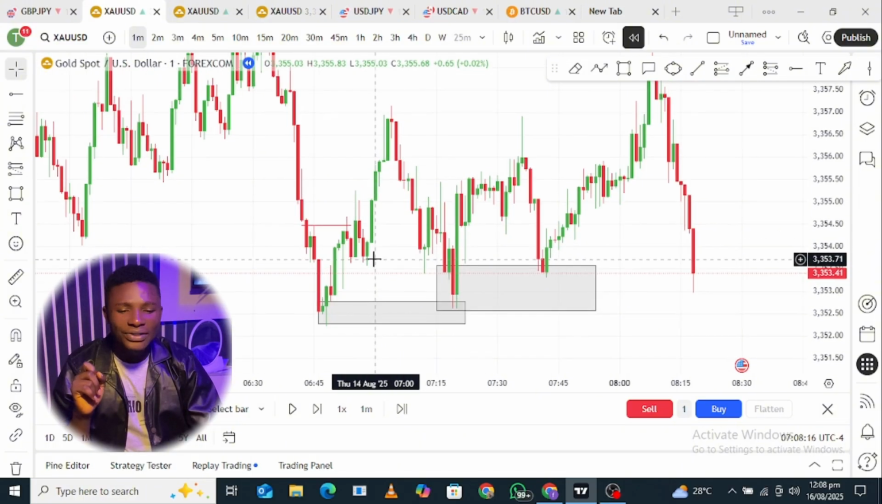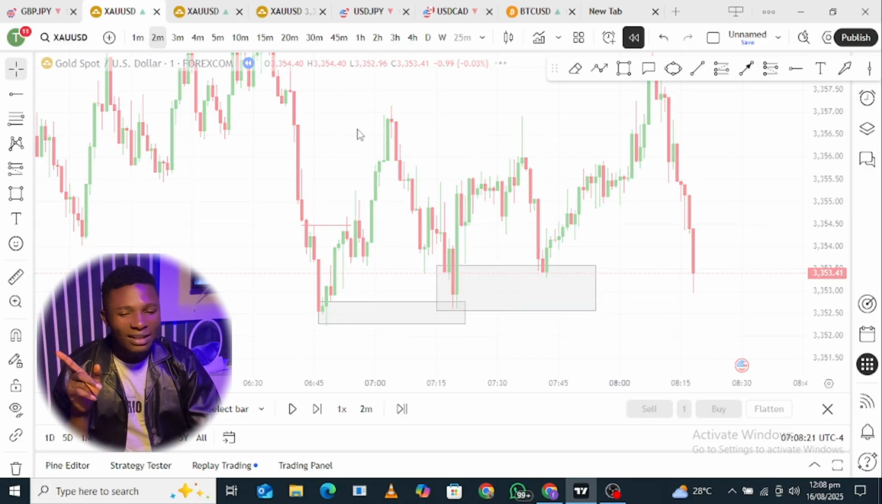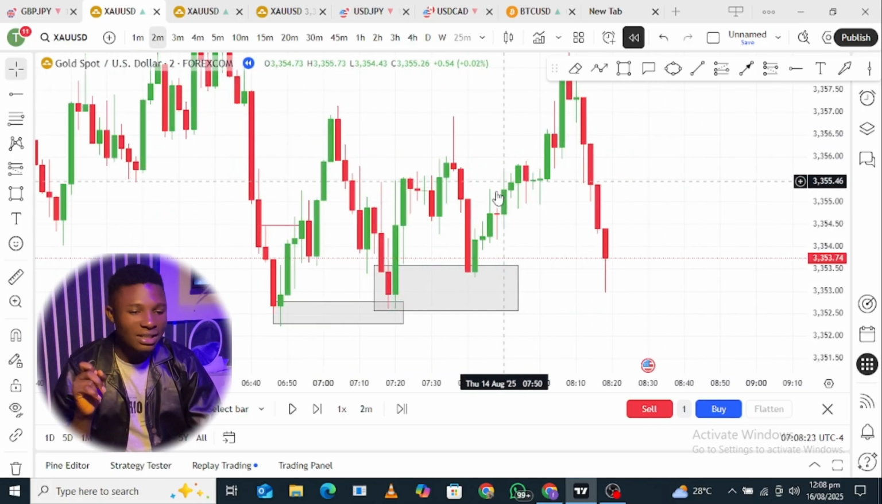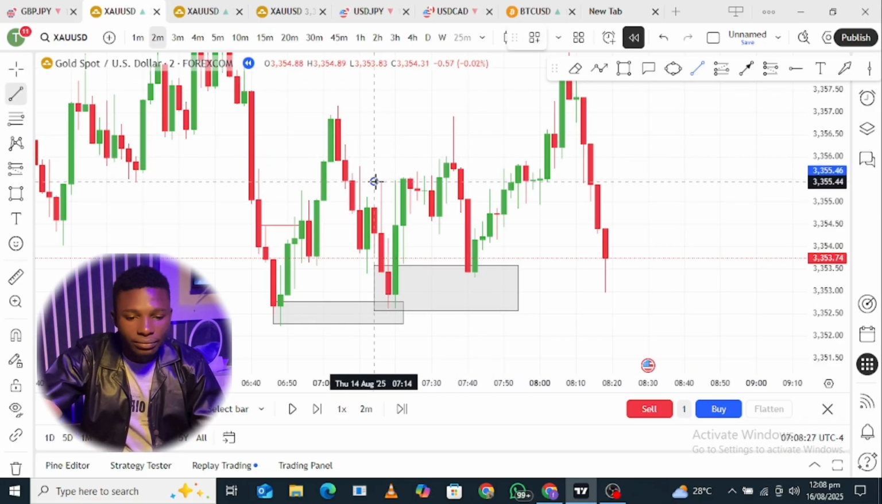And then my second entry right here, I think it started from the 2 minutes time frame or 3 minutes time frame. Okay, 3 minutes time frame, but let me just use the 2 minutes time frame. Price ended up taking out this particular high.